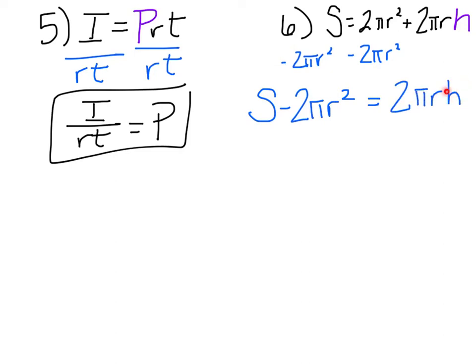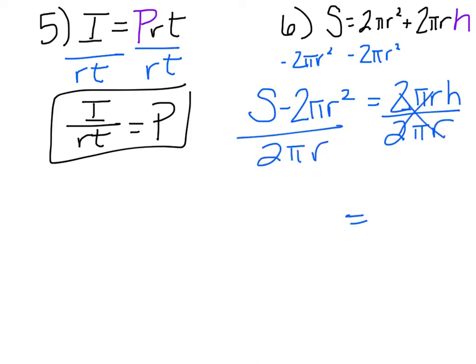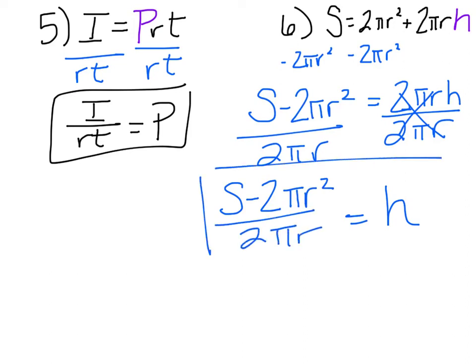Now, all I want is to get this h by itself. So I have to get rid of all of this. So if that was 2h, how would you get rid of 2h? You divide by 2. Well, how do you get rid of 2 pi r? What's the opposite of times 2 pi r? You divide by the whole thing, 2 pi r. Divide by 2 pi r. Your equation, that all cancels, is h equals s minus 2 pi r squared, all divided by 2 pi r. There's your answer.